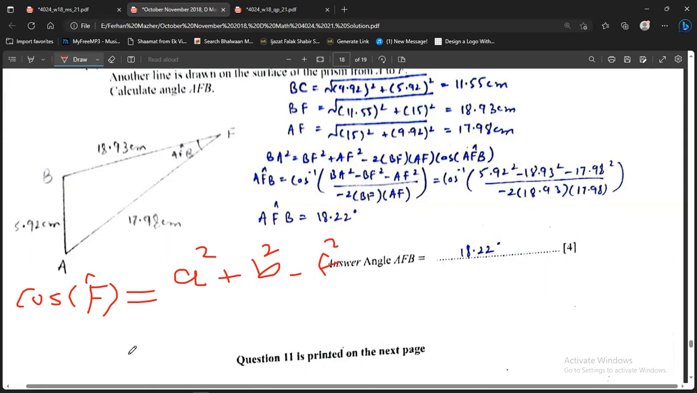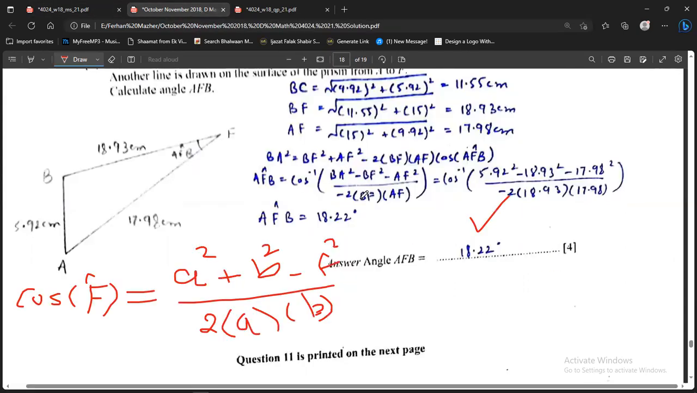and that is how much? 5.92 square divided by 2 multiply with the A, which is 18.93, with the B, that is 17.98. You can use this formula directly also. You can do like this also to find out this angle. Anyway, the angle is 18.22.